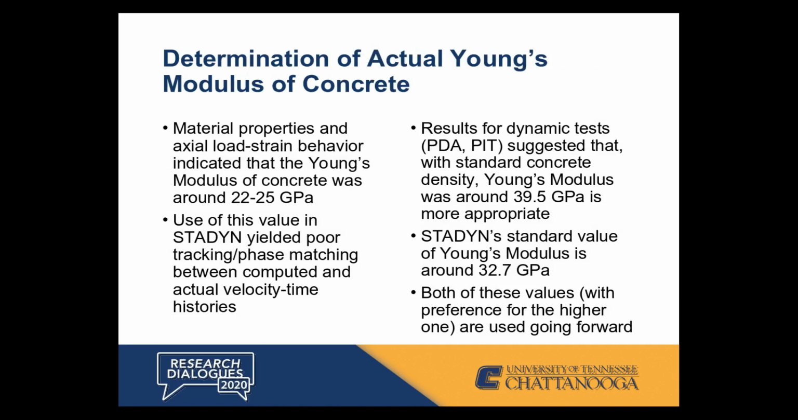Those last charts indicated that the Young's modulus was around 22 to 25 GPa, which some of you who are familiar with this particular type of concrete pile know that that's probably on the low side. And that became evident in a hurry when we put that data into STADYN. There was very poor phase tracking in STADYN. Basically, the way STADYN is done is backwards from CAPWAP.